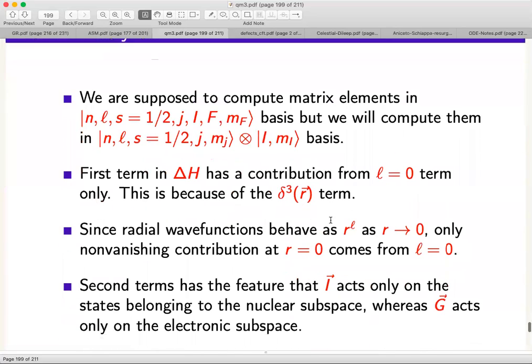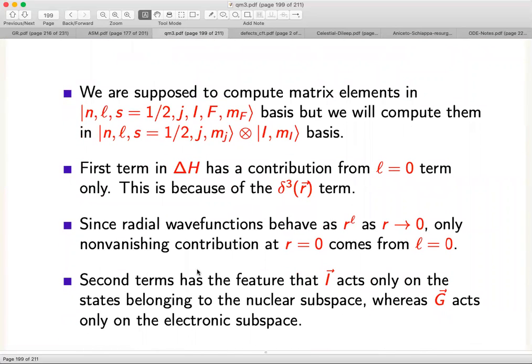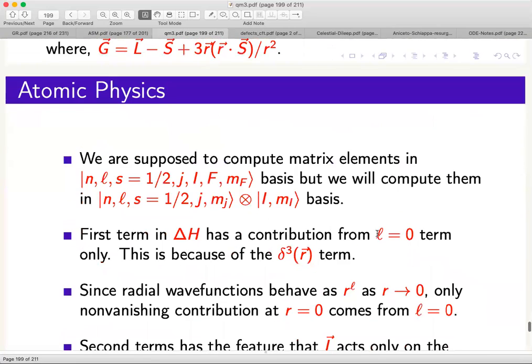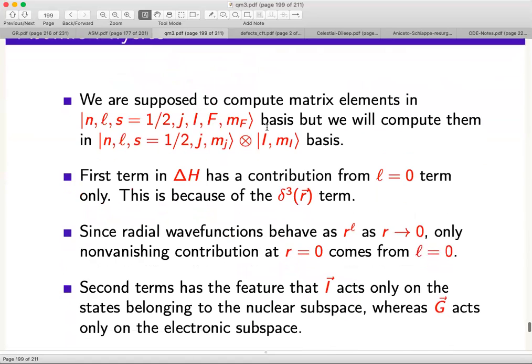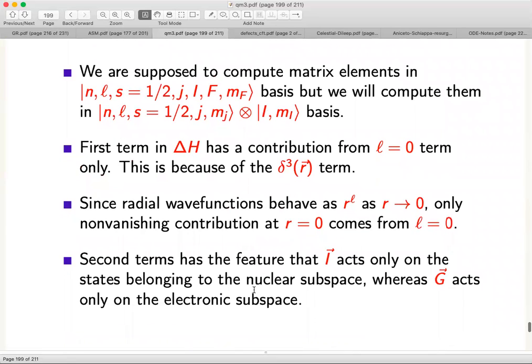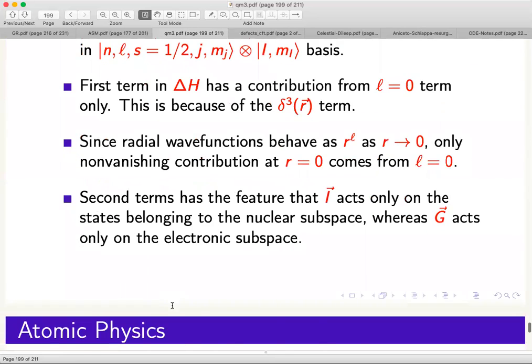Good. So this is the same explanation that I gave, that the radial wave function behaves as r to the L near r equals 0. Let's now look at the second term. The second term involves a dot product of something which is nuclear spin with something which is a purely electronic operator. So that is the kind of expression that we have. We have one piece acting on the nuclear space, and another piece acting completely on the electronic subspace.